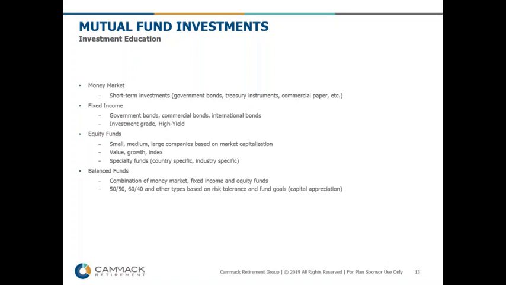And then you have specialty funds, which tend to be very volatile, and we don't typically recommend including those in the retirement plan because of the volatility. And then you have balanced funds that are a combination of fixed and equity. And then they can be based on a certain ratio, or they could be based on the fund's goals.